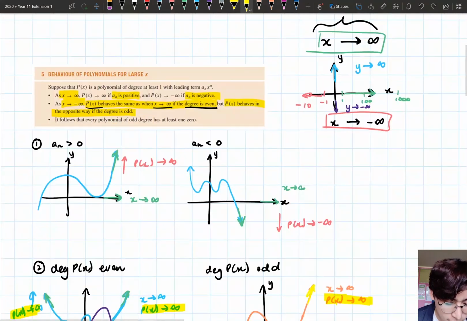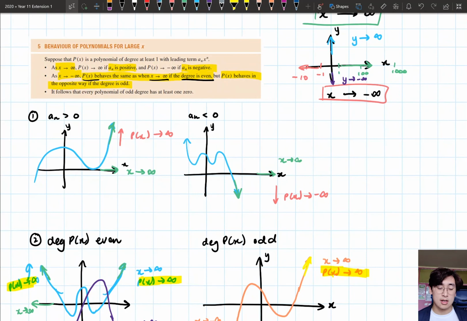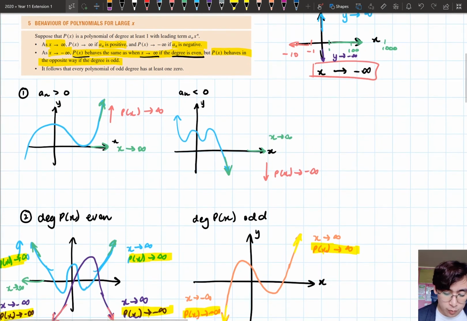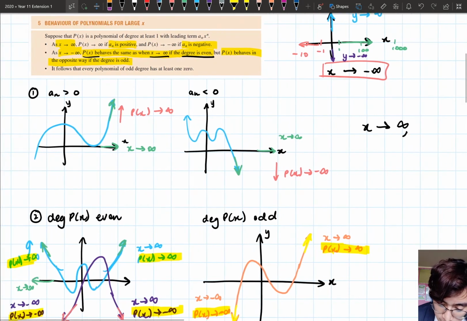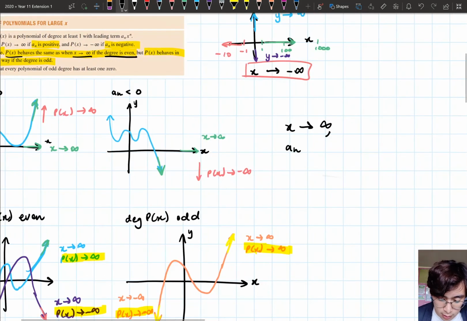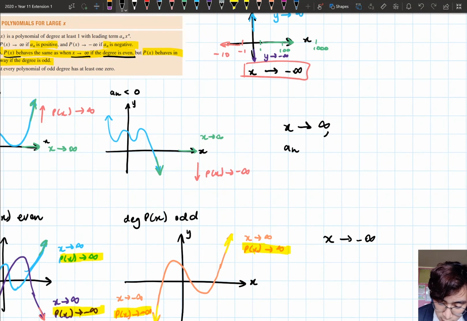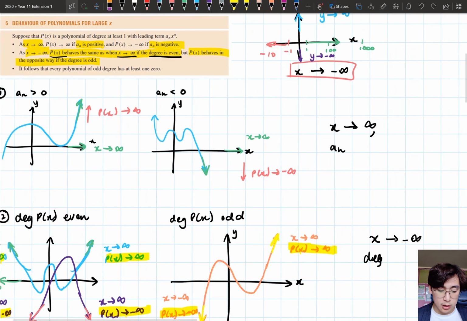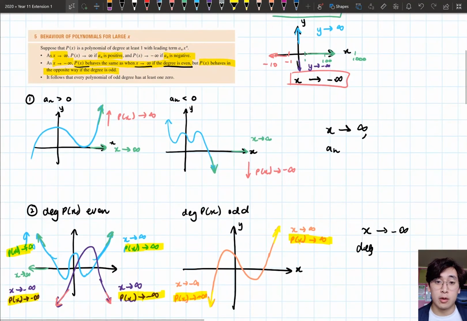So the behavior for large values of x: as x goes to infinity, what happens? You have to look at the leading coefficient. And when x goes to negative infinity, then you look at the degree. So here, for x goes to infinity, we look at the leading coefficient. For x goes to negative infinity, we look at the degree, and then we have a look at what happens in the first step. So that's what we do when we're looking at the behavior of polynomials for big values of x.